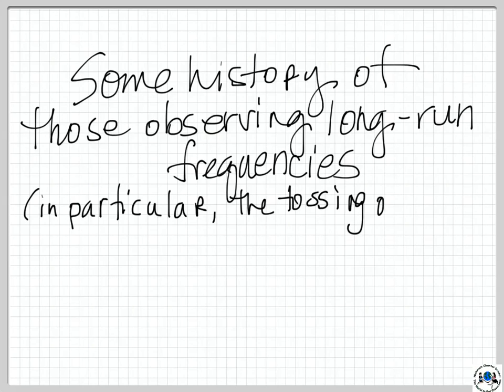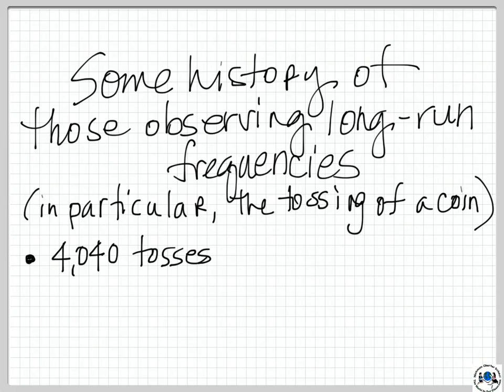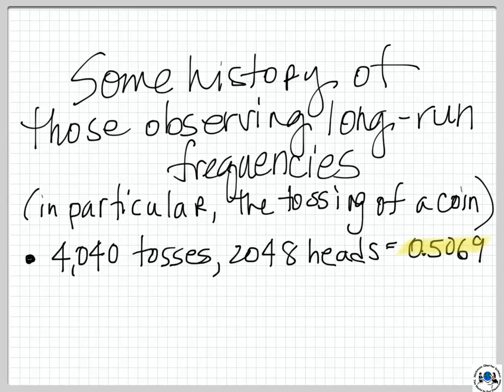In particular, the tossing of a coin. Okay, yes, I'm observing long-run frequencies, tossing of a coin. Well, this guy, Count Buffon, tossed it 4,040 times. I don't know why 4,040. The result: 2,048 heads, and his relative frequency was 0.5069. You can see how darn close that is to 50% or 0.50.